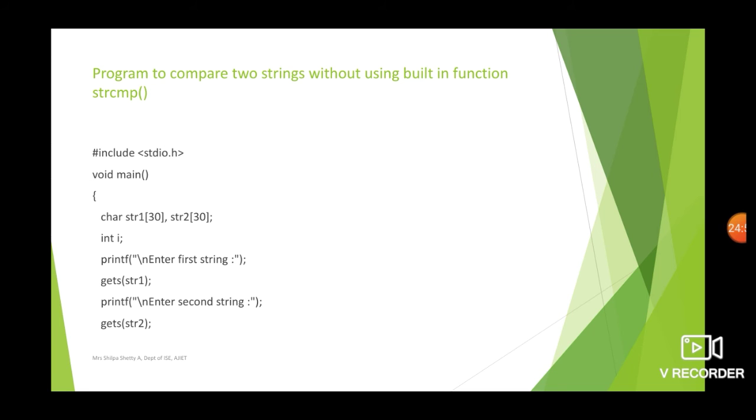So now let us see the program here. #include <stdio.h>, void main. We will declare two strings here, str1, str2. Then int i, because we are using a loop here, so that's a loop variable. Printf "enter the first string", gets str1. Either you can use scanf or gets. Similarly, we will read the second string, that is str2.